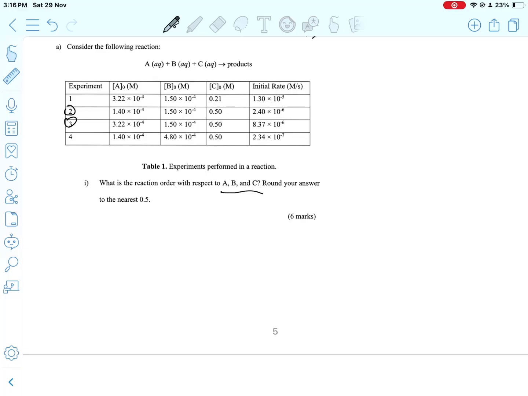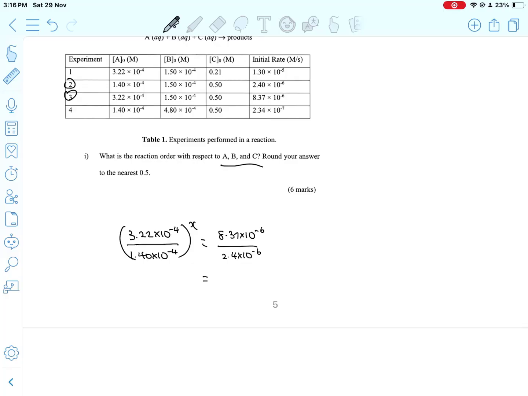Okay, so first is the ratio of concentration to power x equals the ratio of initial rates. So the ratio of concentration is 3.22 times 10 to the power negative 4 over 1.4 times 10 to the power negative 4. And that to the power x will be equal to the ratio of your 8.37 times 10 to the power negative 6 over 2.4 times 10 to the power negative 6. Yeah, so you're supposed to find x that will give you that value. And by calculating, x will actually equal 1.5. Like, if you don't know how to do this, you just have to ln both sides to bring down the x. Yeah, so I think it's pretty easy from there on.